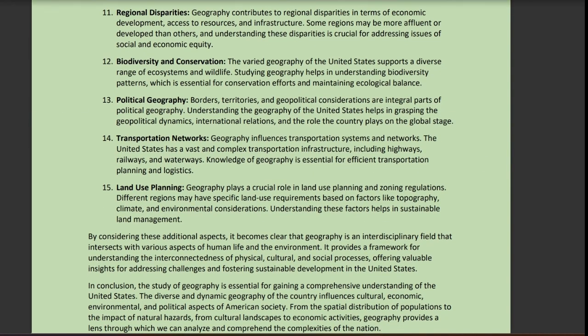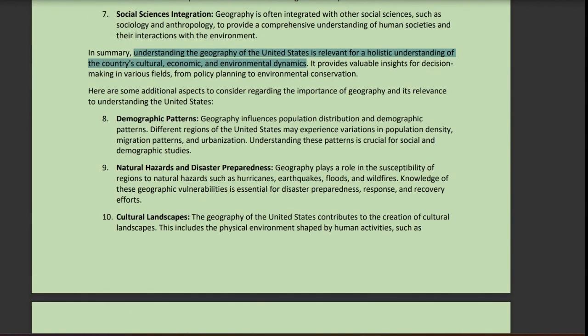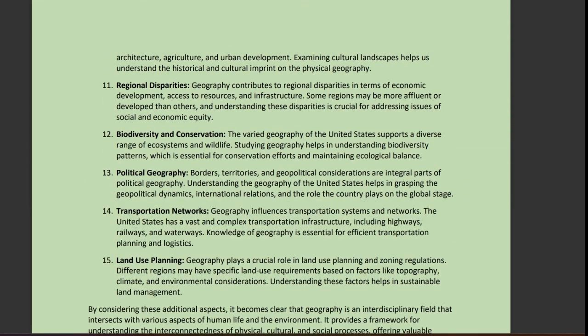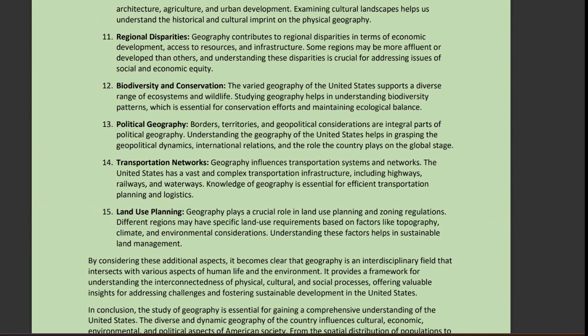Political geography is related to this political and historical significance, but this is more related to borders, territorial, and geopolitical considerations, which are integral parts of political geography. Transportation networks: geography influences transportation systems and networks.